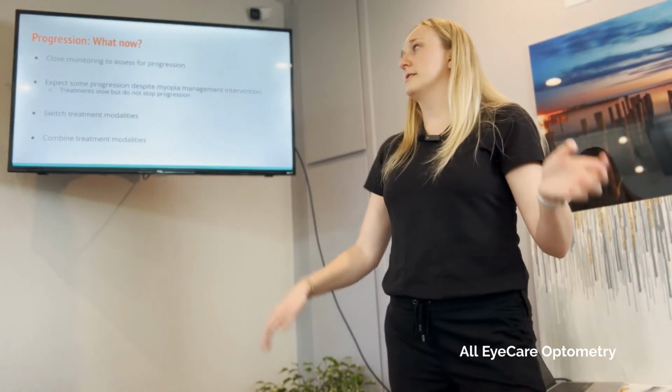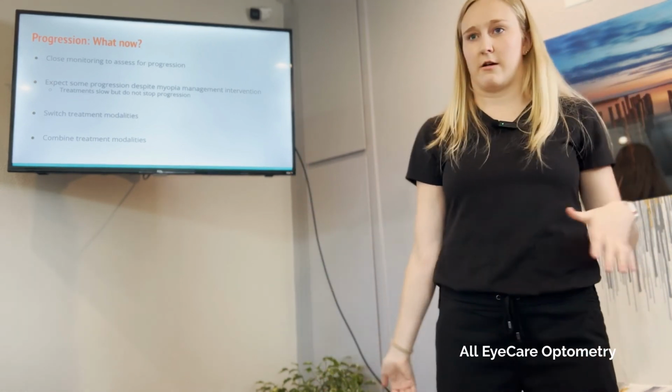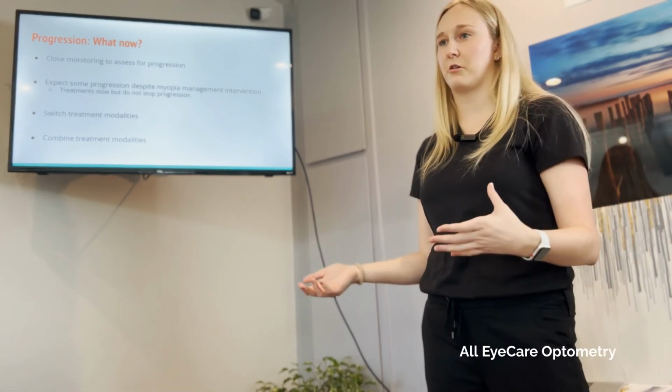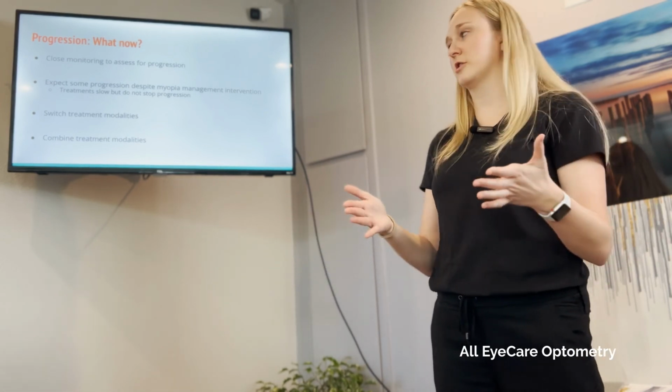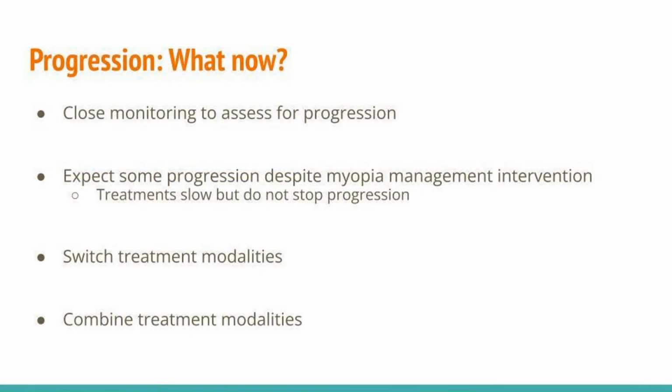Okay, so let's say they come back and they're progressing. What do we do now? So for one, we already talked about we expect some progression, right? So we're not stopping progression, so we would be surprised if we saw no progression at all. Is that progression outside of what we normally expect to see? Then we have to take action.